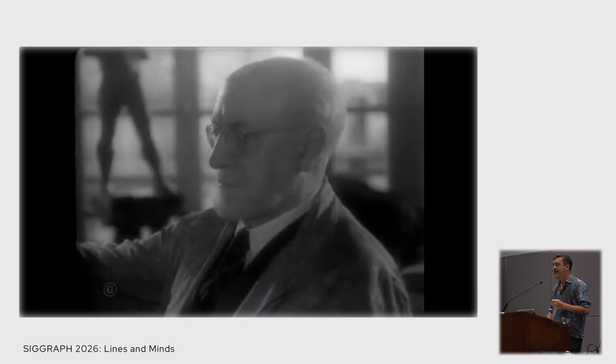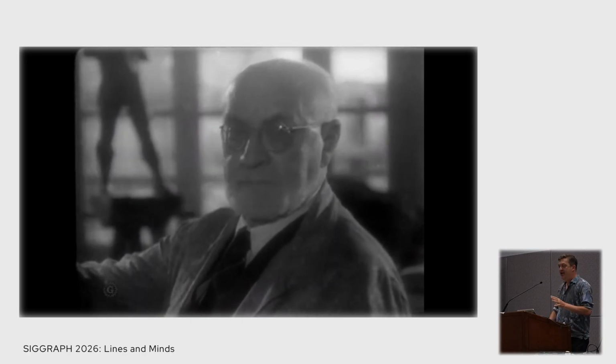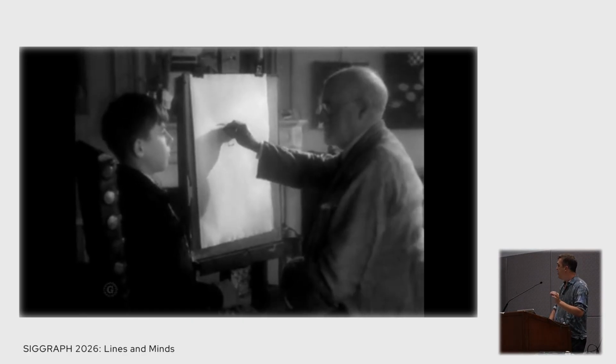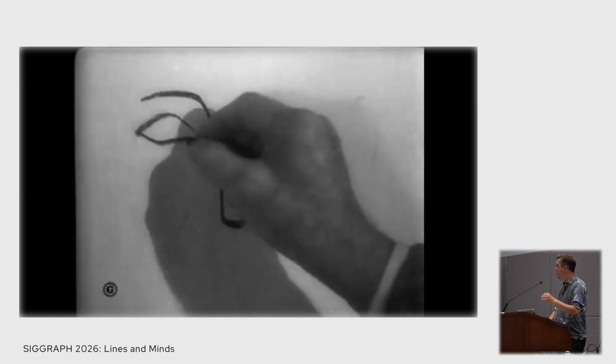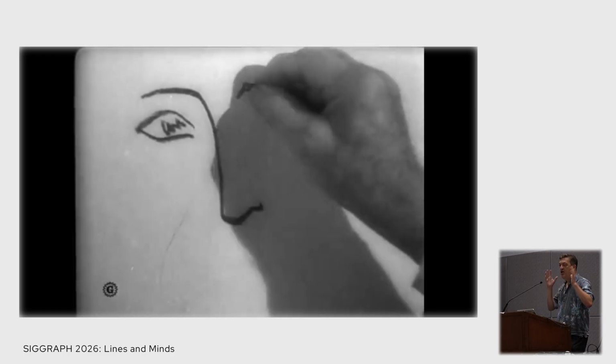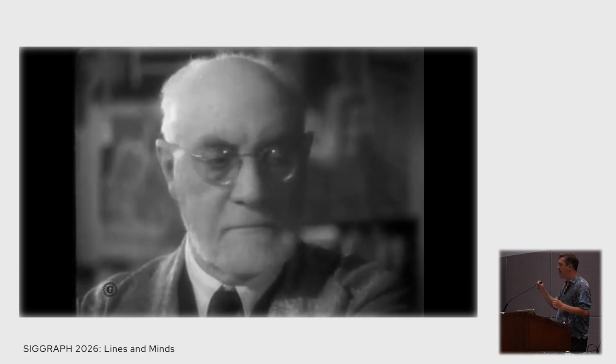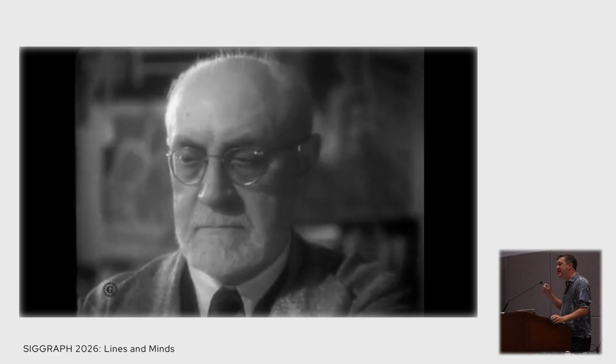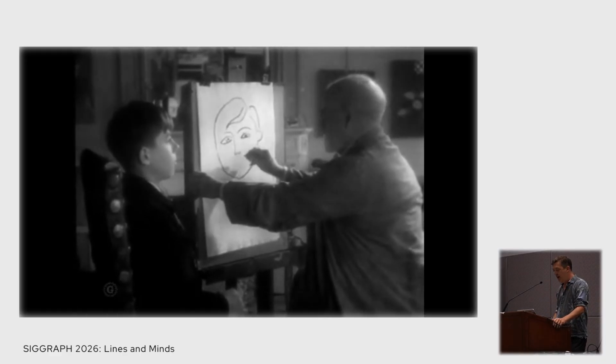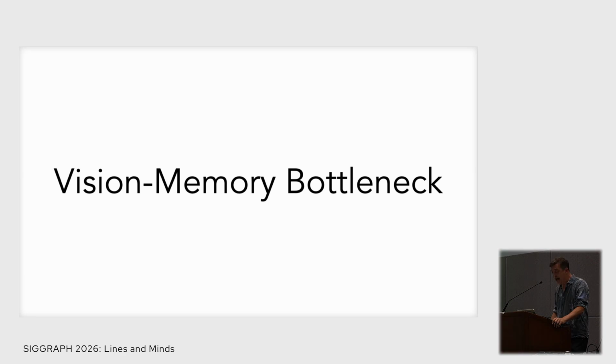Here's Henri Matisse drawing a portrait of his grandson, and you can see that he is continually looking back and forth between his grandson and the page. He doesn't just do that cartoon I drew of looking at the grandson and then never looking back again, only looking at the page. He's continually looking back and forth. So why is that? Why are we continually looking back and forth when we draw pictures or when we copy pictures? Our claim in this paper is that this is because of something we're calling the vision memory bottleneck, that limitations on our vision and our visual memory sharply constrain how we can copy pictures.